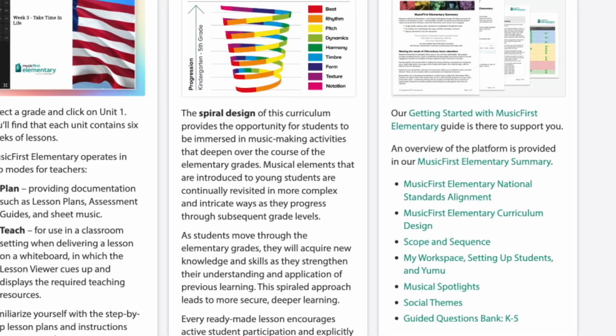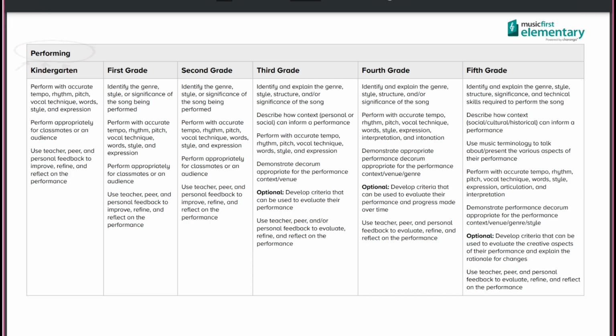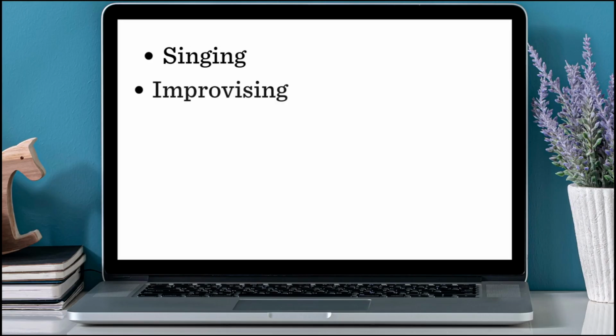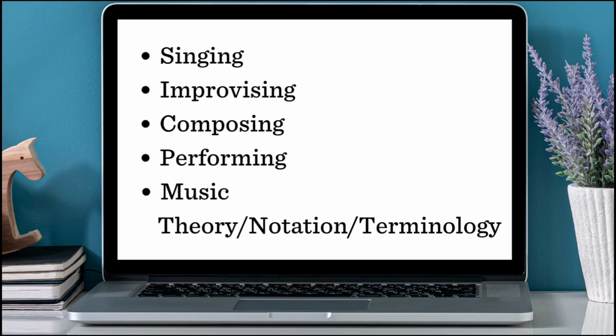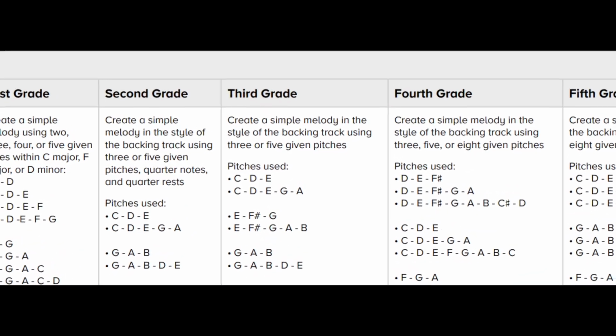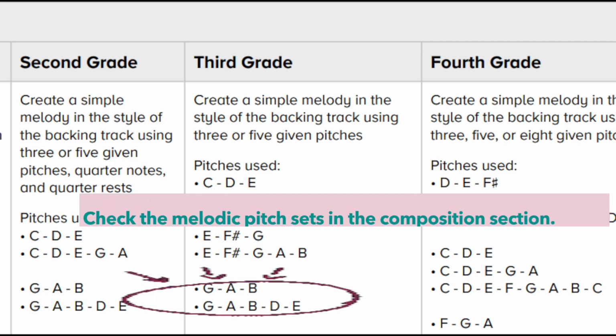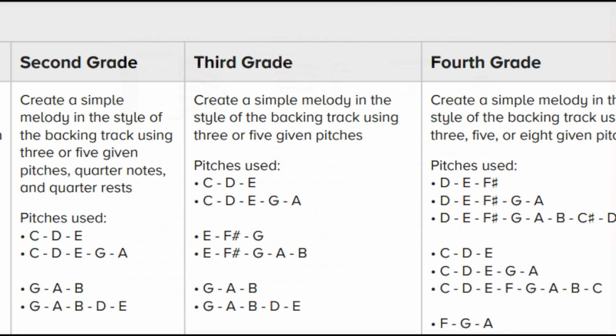Scope and sequence shows the concepts that will be taught in each grade level. You can see where the concepts are being experienced in the younger elementary grade levels and developing a higher level of comprehension in the older elementary grades. The scope and sequence is divided into singing, improvising, composing, performing, and music theory/notation/terminology. I like to use this document to check the melodic pitch sets in the composition section so I can match that with my students' recorder and keyboard abilities.